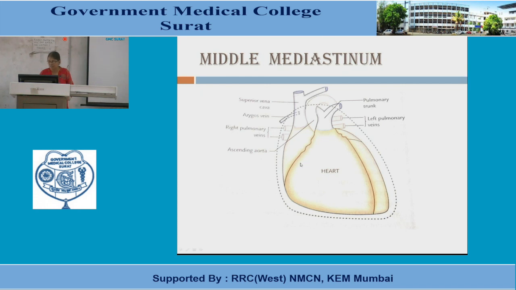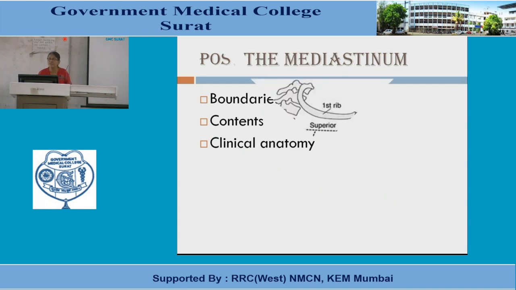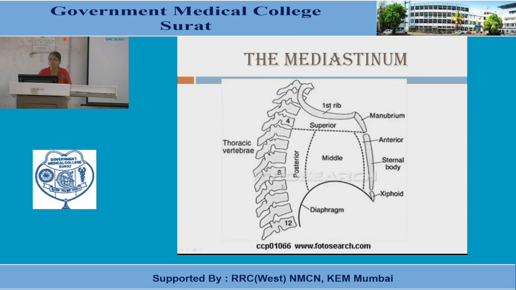And you can see the posterior mediastinum. The boundaries, contents and clinical anatomy. What are the boundaries? Again we will refer to this diagram. This is the posterior mediastinum. Anteriorly there is the pericardium. Here there will be the bifurcation of the trachea and the pulmonary vessels, the pulmonary trunk and pulmonary vessels. Or you can say the posterior mediastinum is anteriorly bounded by the middle mediastinum in short.